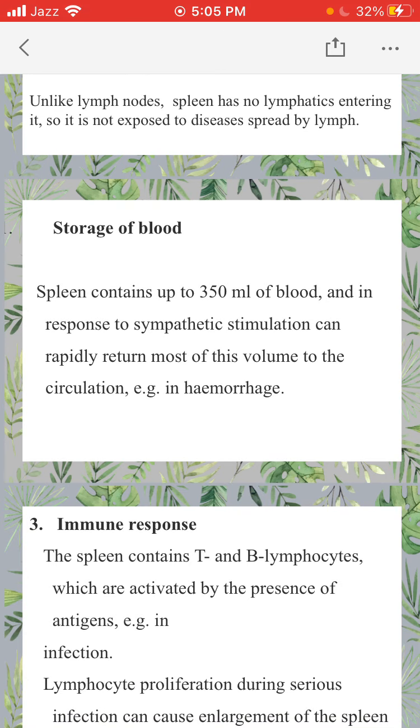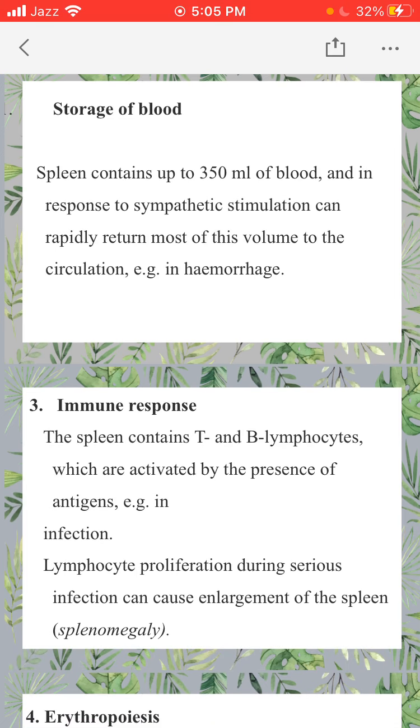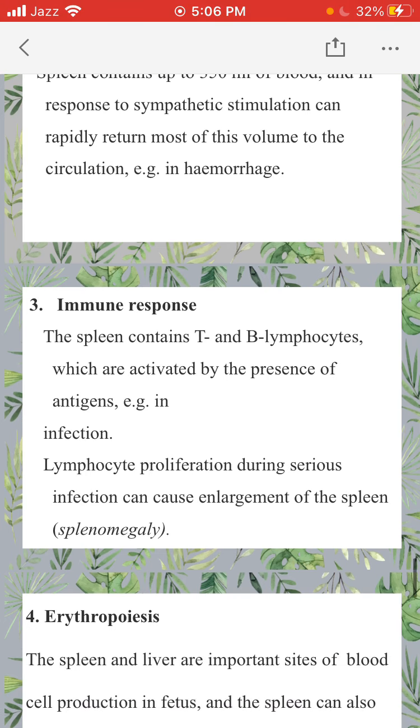The third function is immune response. Just like lymph nodes, the spleen also contains T and B lymphocytes, which become activated in response to antigens. Lymphocyte proliferation during serious infection can cause enlargement of the spleen. So during infections in the body, we can see splenomegaly. Splenomegaly means enlargement of the spleen during infections.